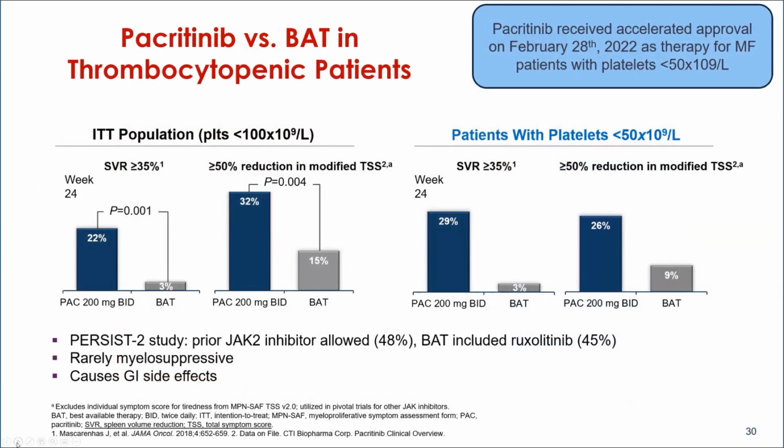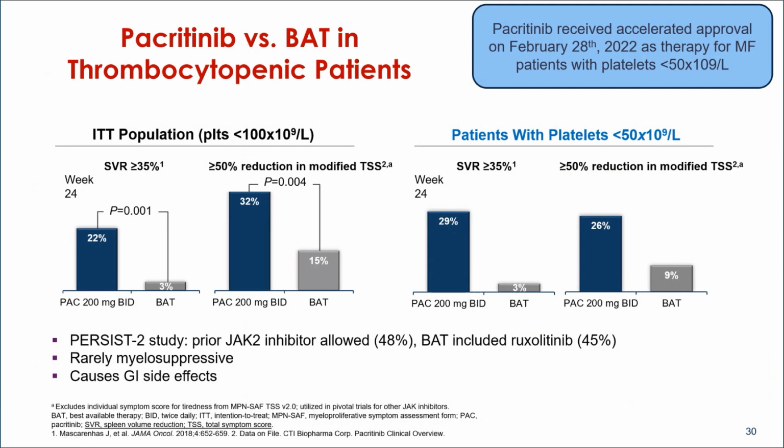And then pacritinib, approved recently in February of this year for patients with platelets below 50, again, intermediate and high risk, from a study which compared pacritinib to best available therapy in patients with platelets below 100. The result is on the right side. This is the study that compared these two groups, pacritinib versus best available therapy.